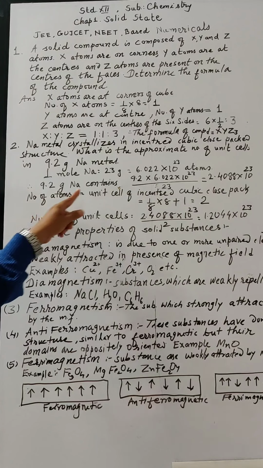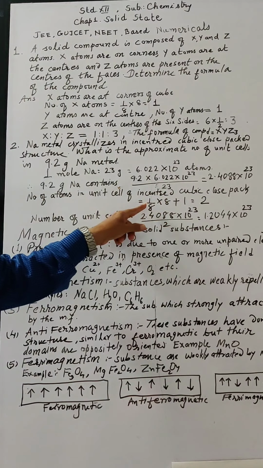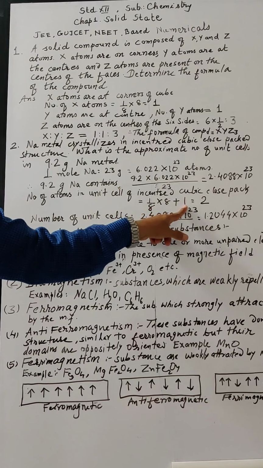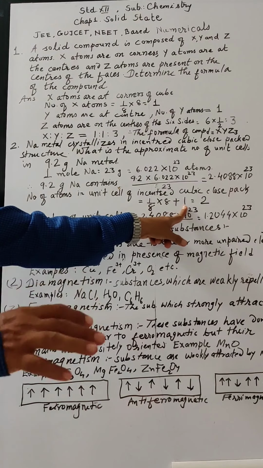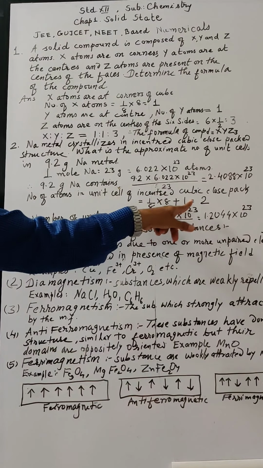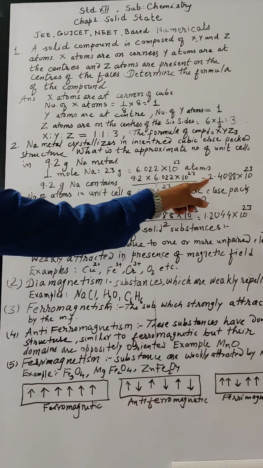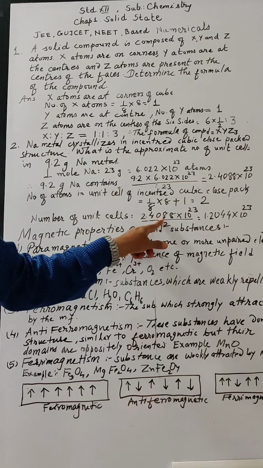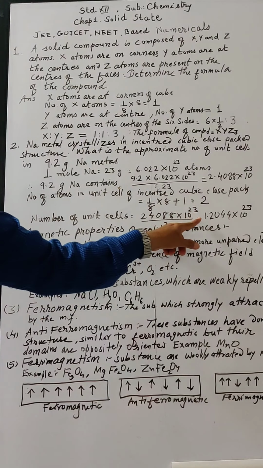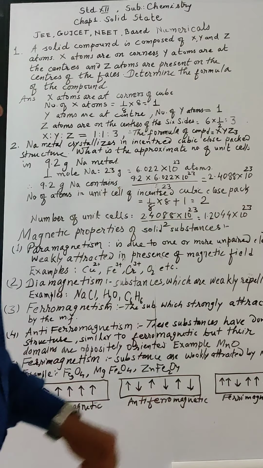Number of atoms in the unit cell of body centered cubic close packing is 1/8 multiply 8 plus 1, which is the body centered corner and body centered, so equals to 2. Number of unit cells is 2.408 into 10 raised to 23 divided by 2, which is equal to 1.2044 into 10 raised to 23.